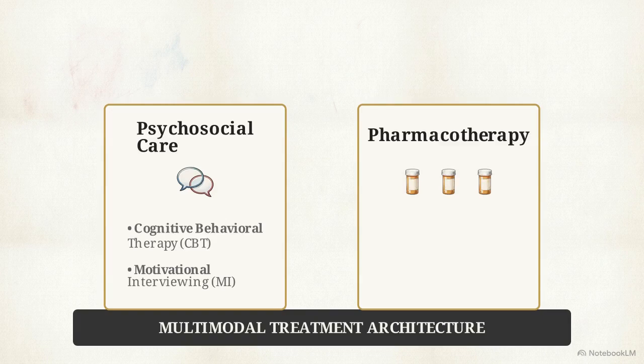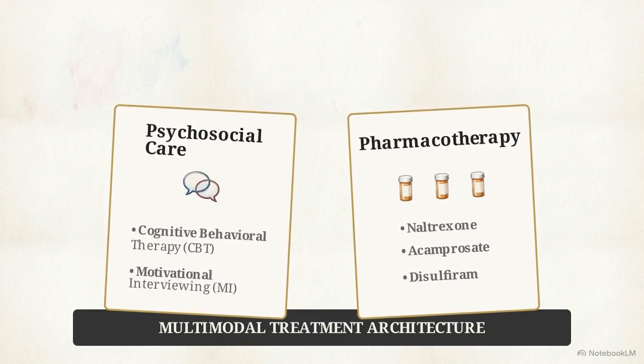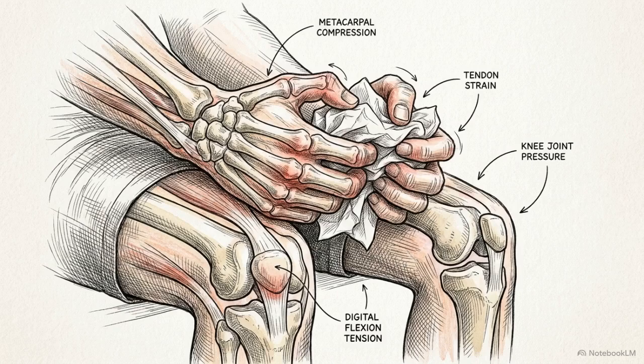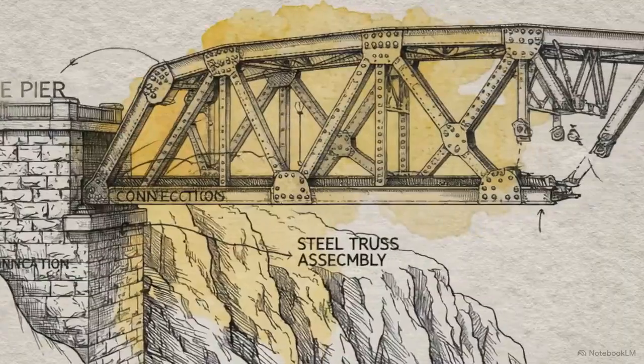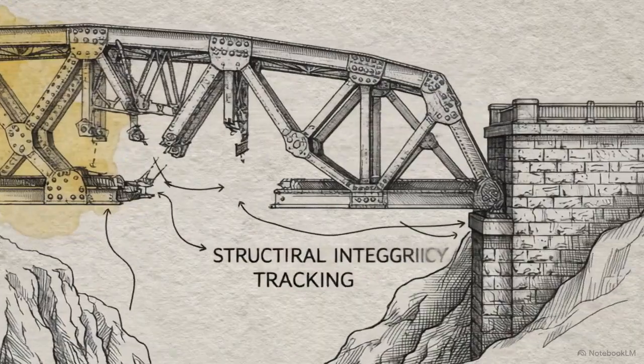The right pillar is pharmacotherapy. Providers can utilize FDA-approved medications like naltrexone, acamprosate, and disulfiram to actively alter the patient's neurochemistry and suppress cravings. But even with both pillars in place, the structure will collapse if it does not concurrently address co-occurring psychiatric conditions. Attempting to treat the addiction while ignoring underlying trauma, severe anxiety, or depression practically guarantees a relapse. Durable recovery is an engineered outcome. It requires these two pillars supporting the total, integrated psychiatric health of the patient.